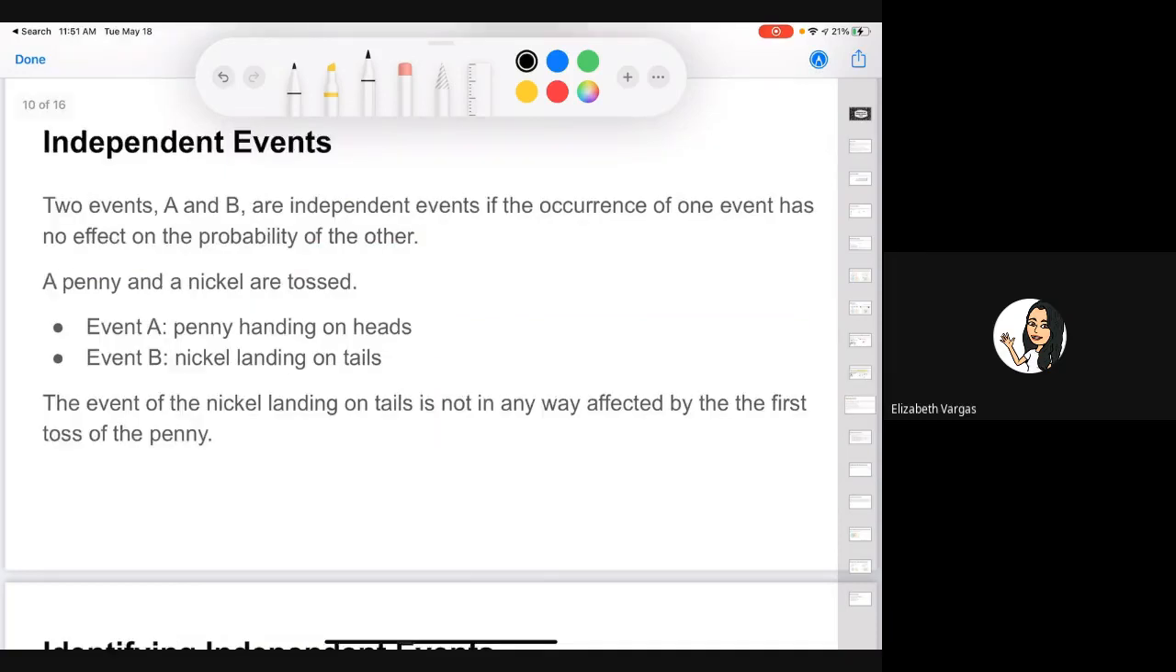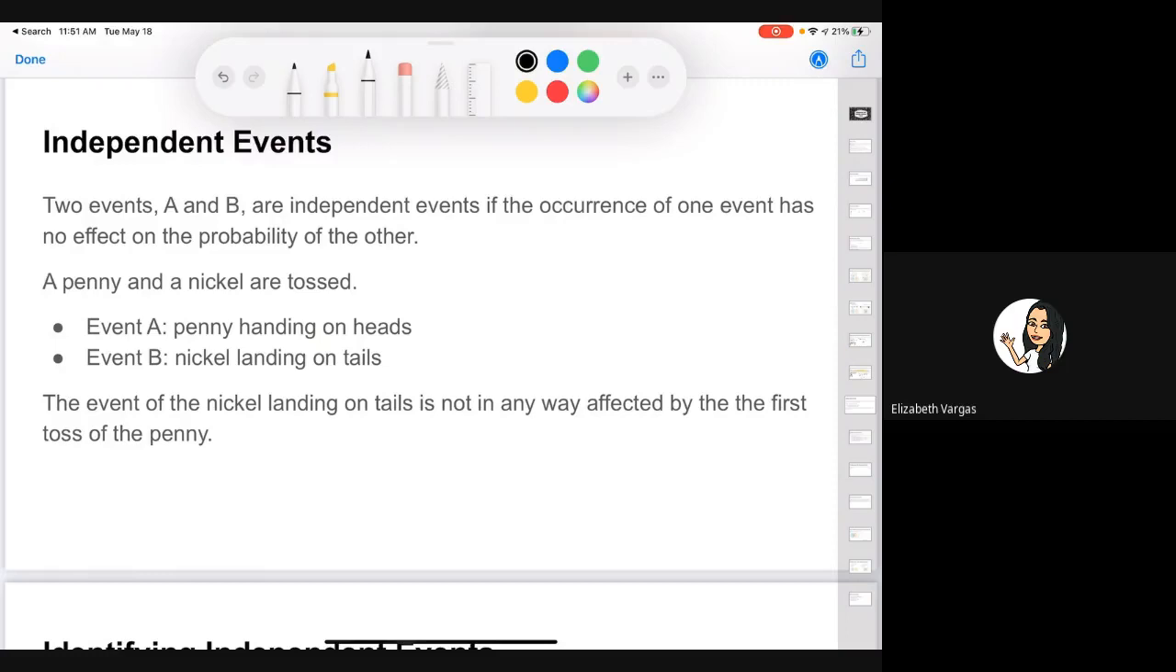Okay, so last thing we're going to look at today is independent events. Two events are independent if the occurrence of one event has no effect on the probability of another. So if two events occur at the same time, so they can happen at the same time, but the first thing that happened doesn't affect the second thing that happens.